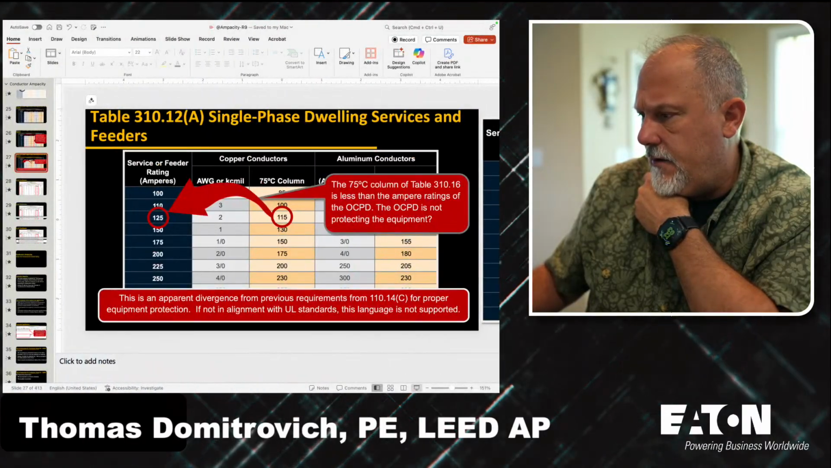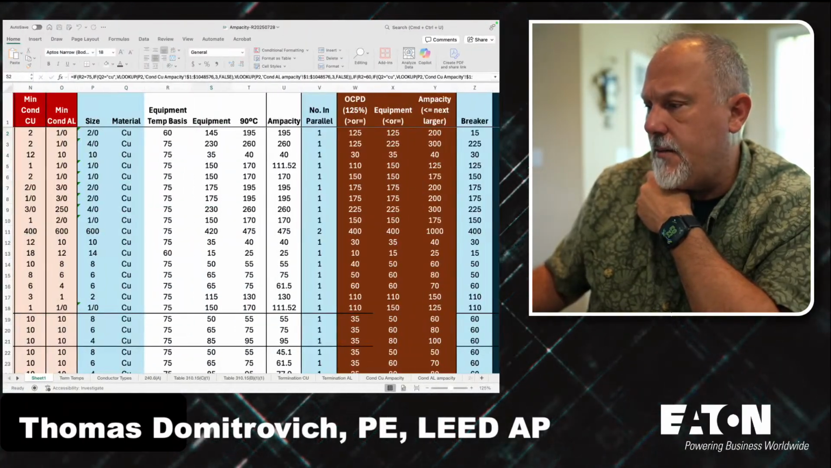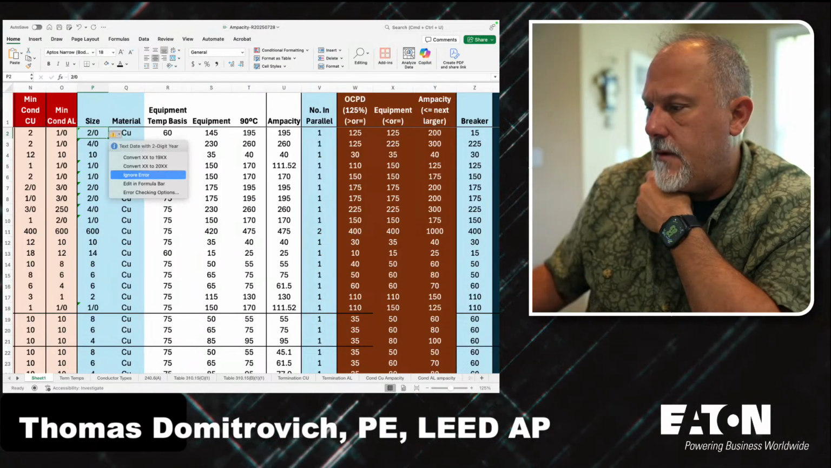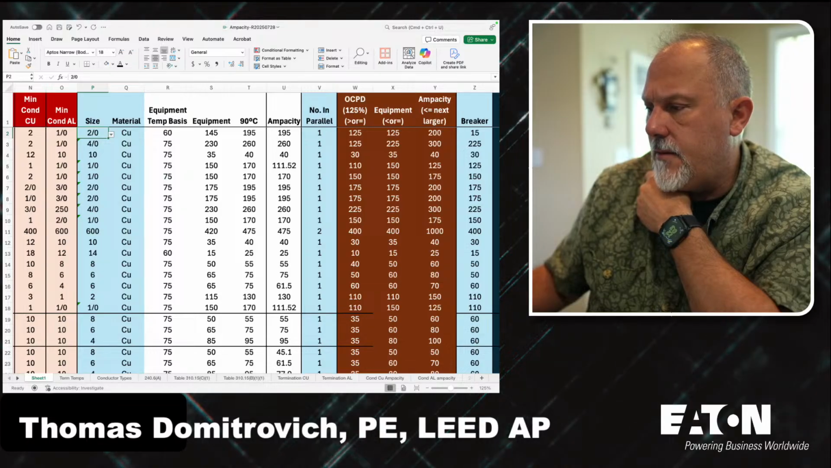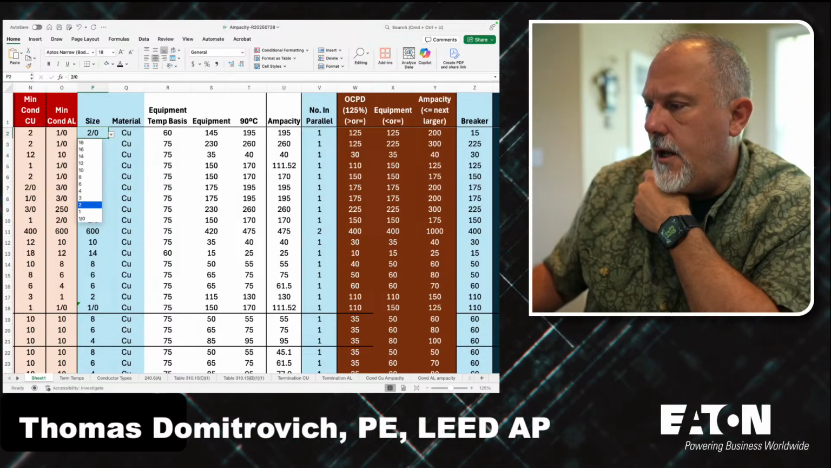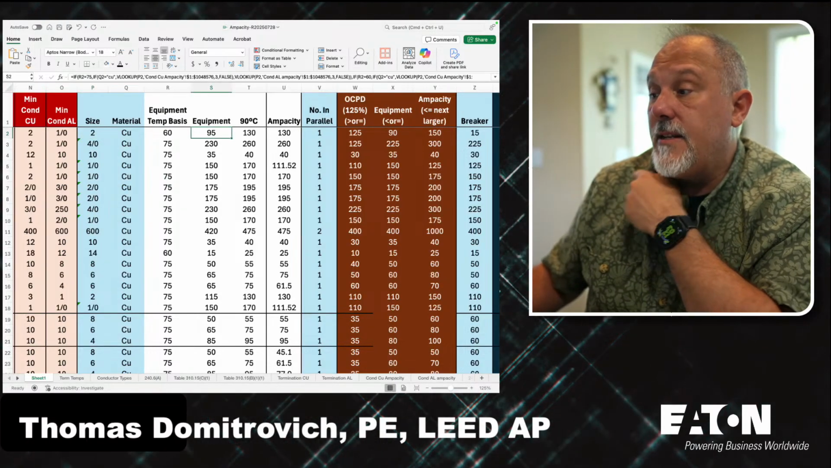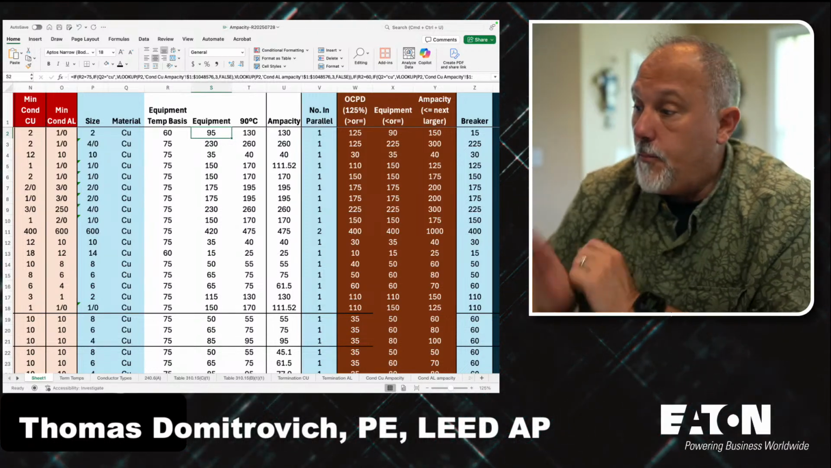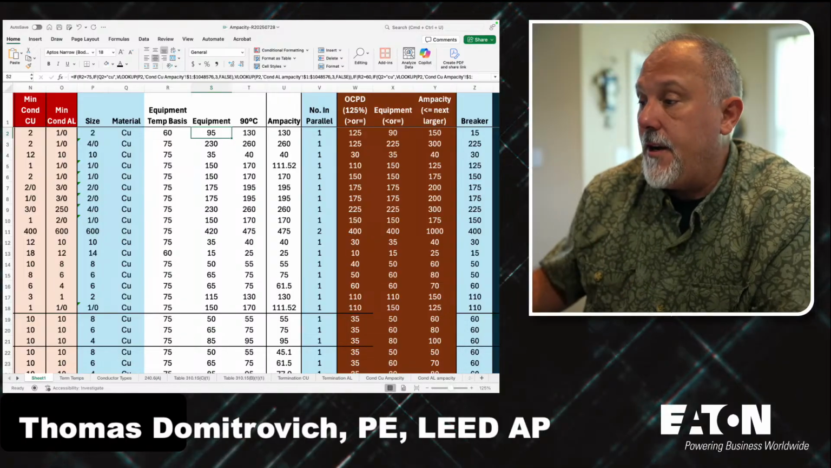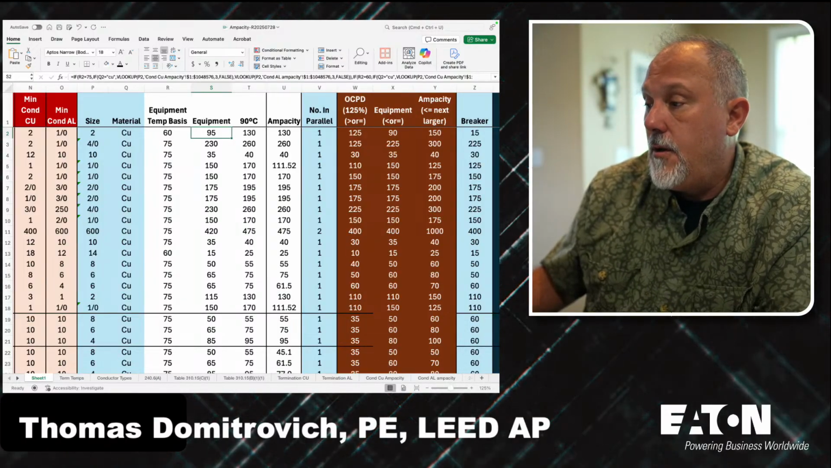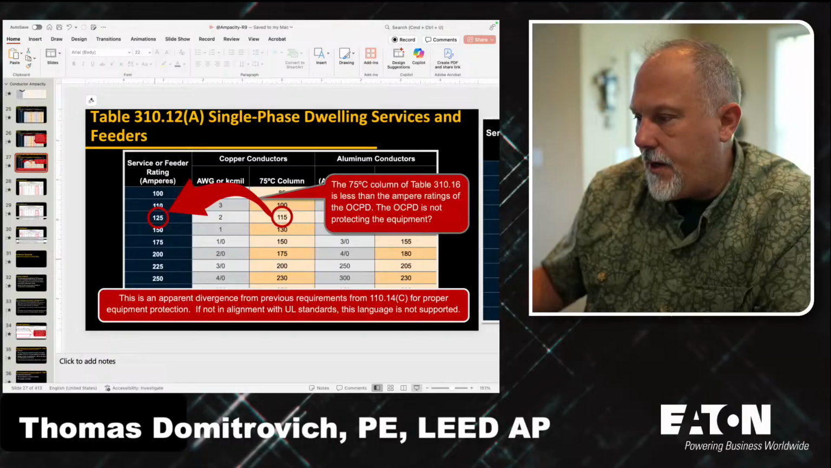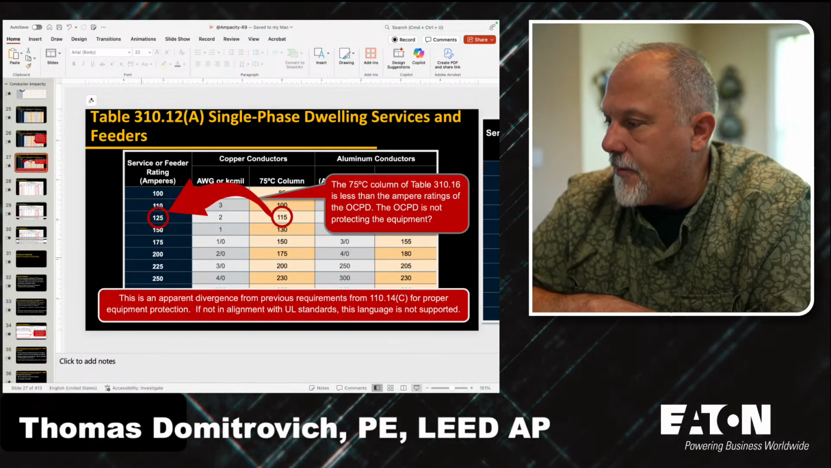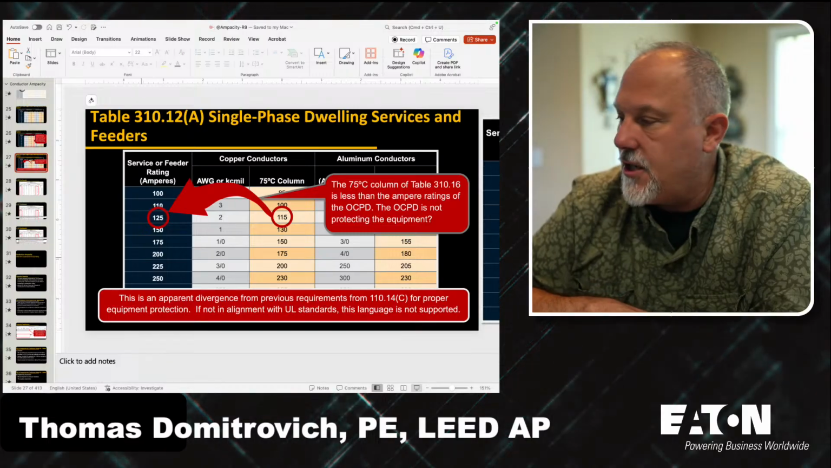This was a number 2 gauge. Let's put a number 2 in here. What's a number 2? A number 2 tells me my overcurrent device would have to be a 90 amp breaker. But I'm not putting a 90 amp breaker on a number 2 copper. I'm putting a 125 amp breaker on a number 2, on a 2 gauge copper.